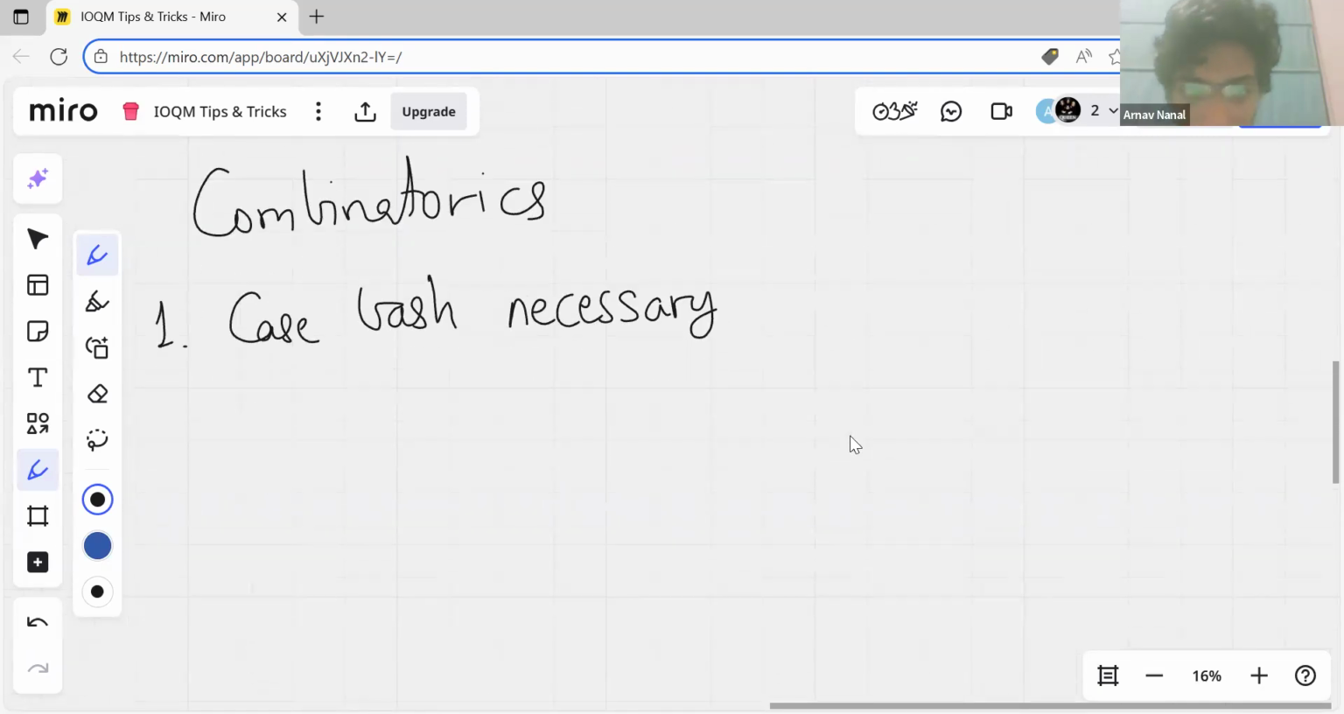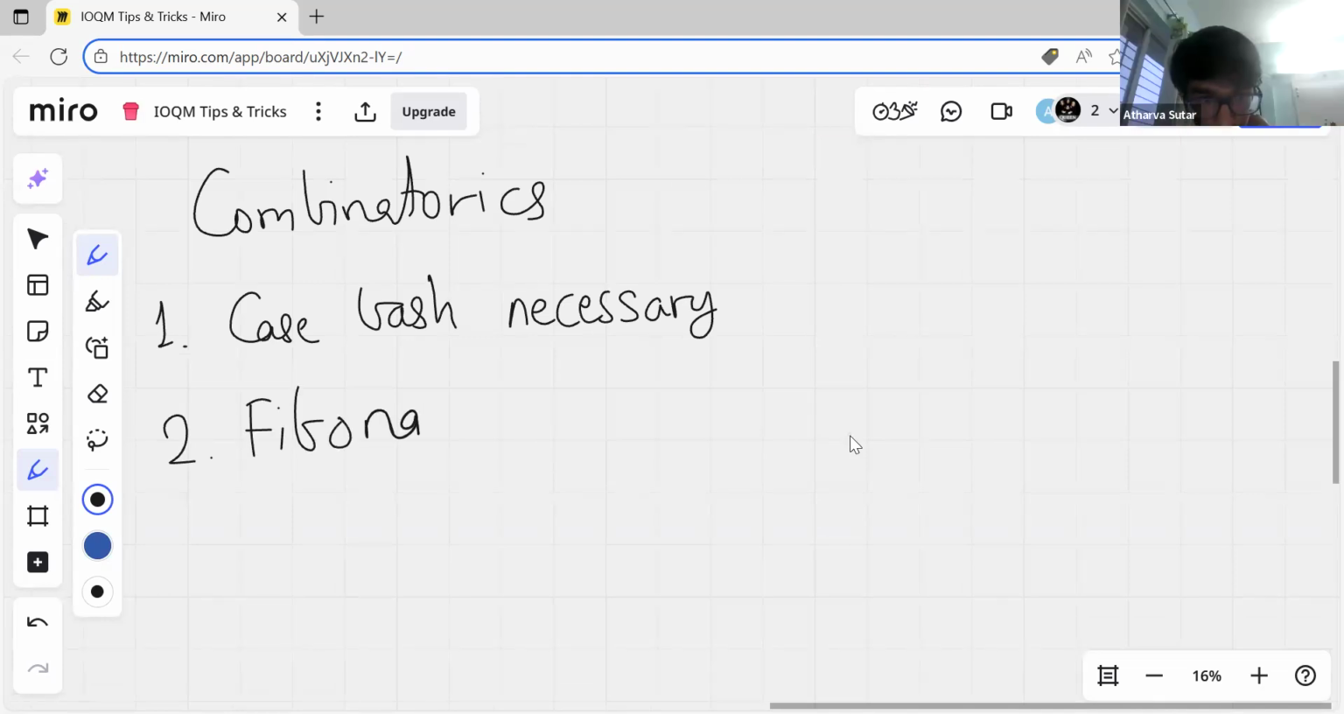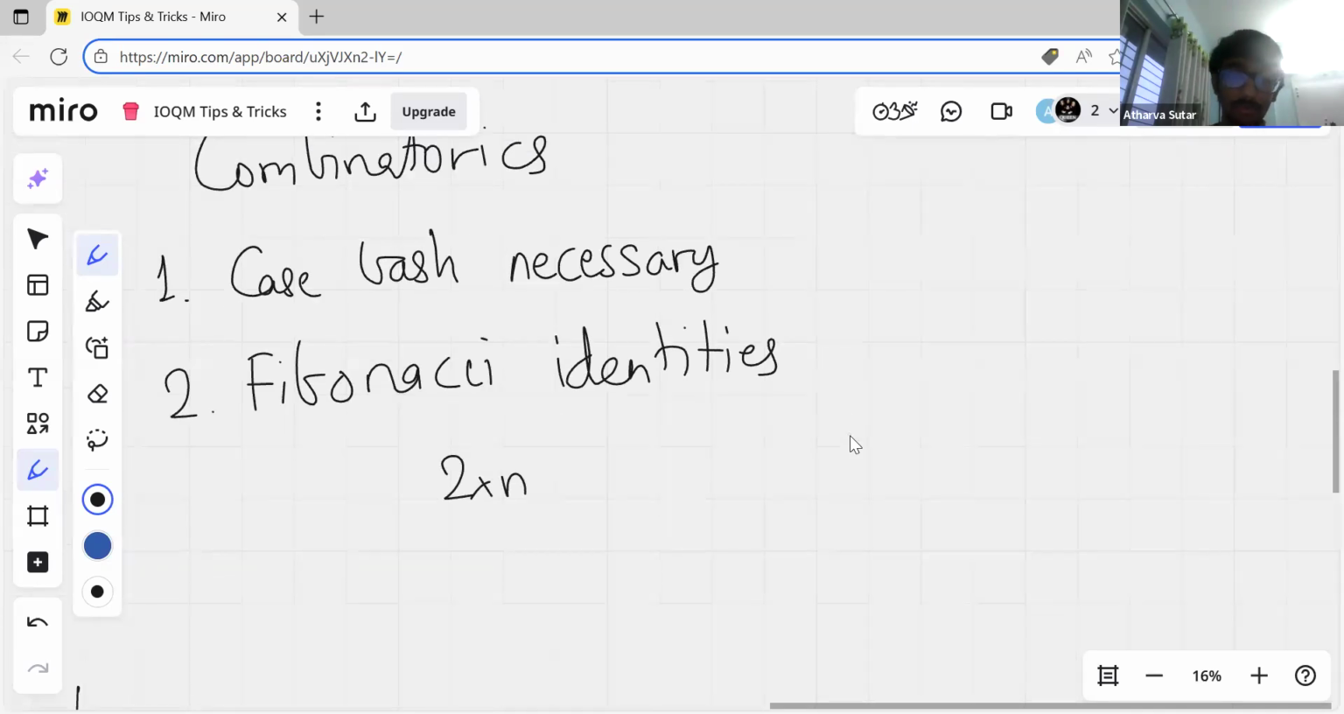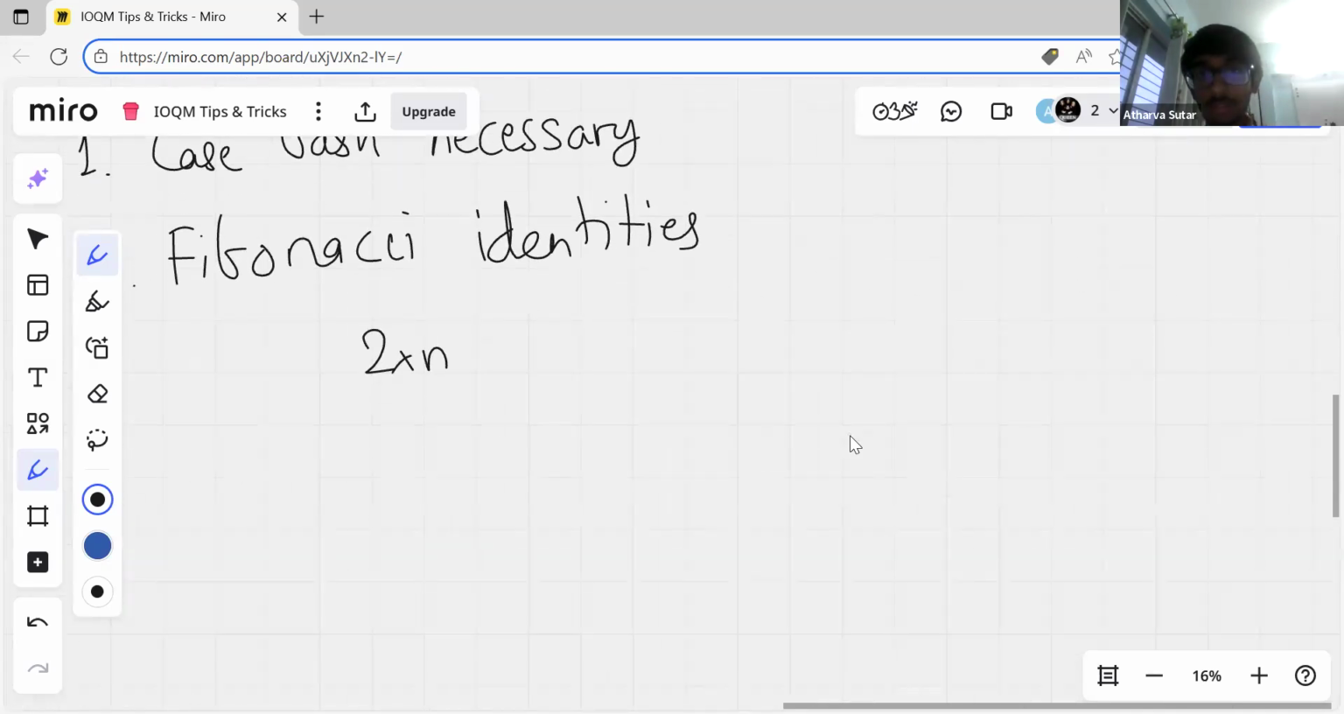Wait, we have an example problem for this. Atharva, you can explain the problem. So the first problem is you are given a 2 by n rectangle of unit squares, and you are given dominoes to tile the grid. They can be arranged any way you want. Assume n is equal to, let's say, 7. What is the number of ways you can tile this 2 by 7 grid using dominoes?